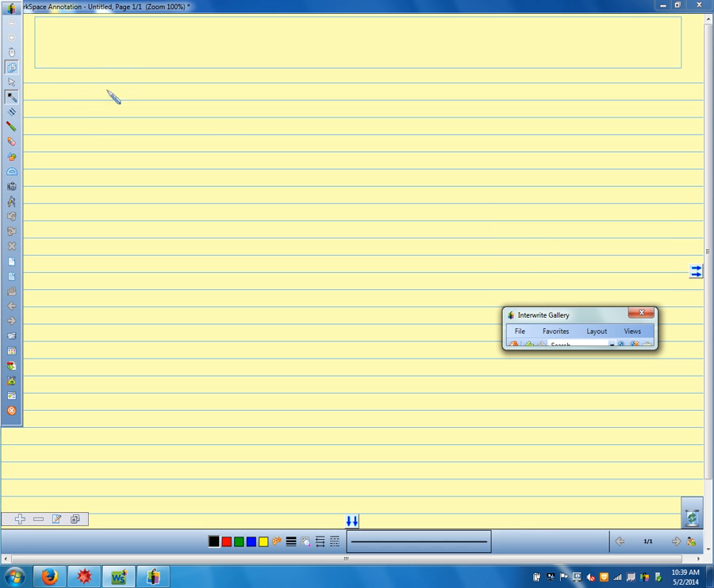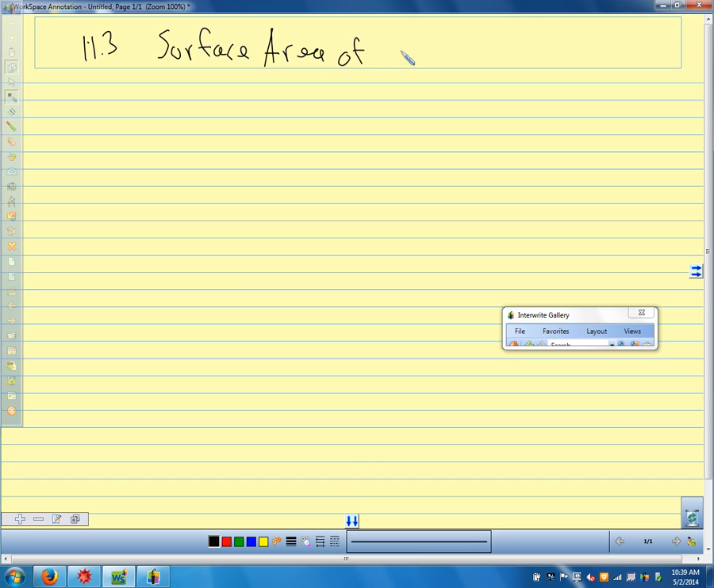So we're backtracking a little bit because we wanted to keep all of our shapes that were alike together. So we're in 11.3 today, and we're going to talk about the surface area of pyramids and cones.